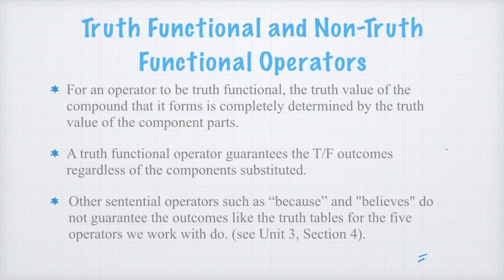For an operator to be truth functional, the truth value of the compound that it forms is completely determined by the truth value of each of the components. So remember, a truth functional operator means we're dealing with a compound statement. Knowing those values has to completely determine the value of the statement. That's not always the case. Some words aren't acting as truth functional operators. A truth functional operator will guarantee the true-false outcomes, regardless of what's being substituted in.